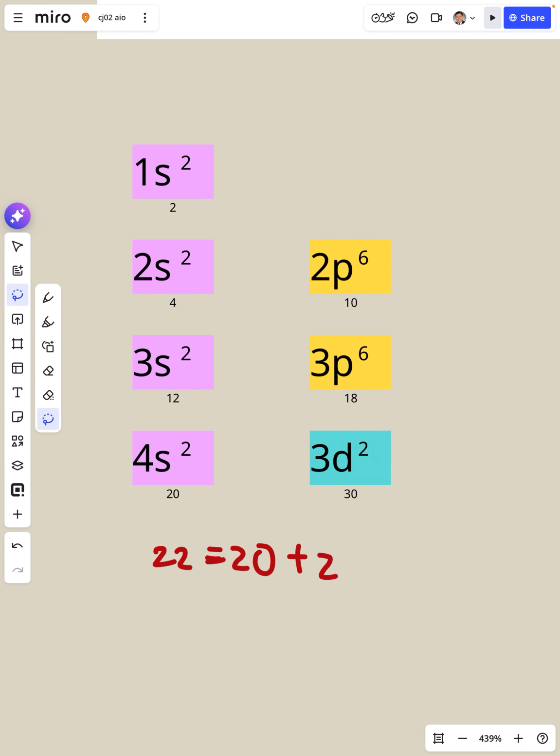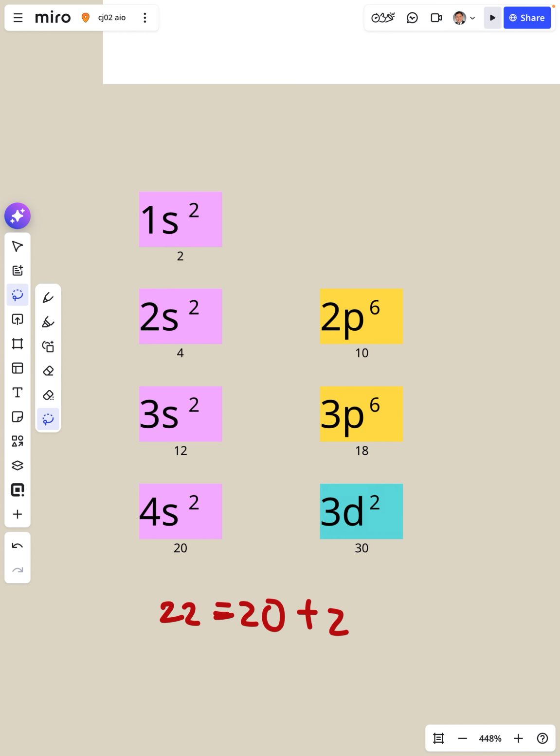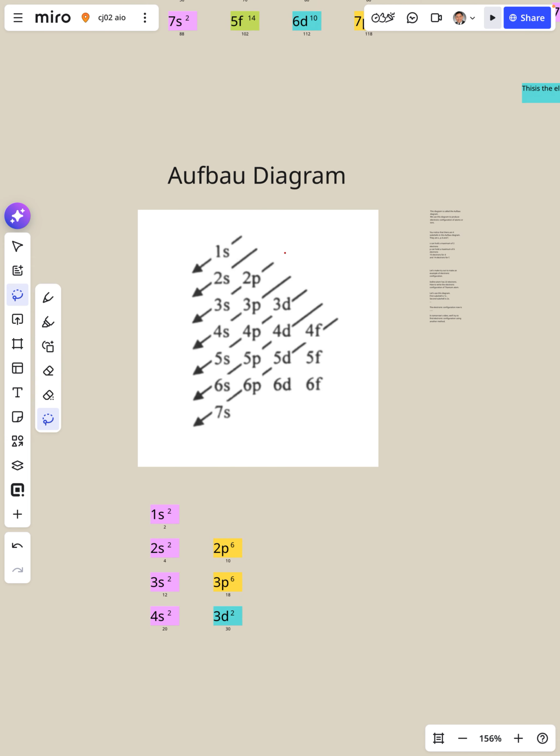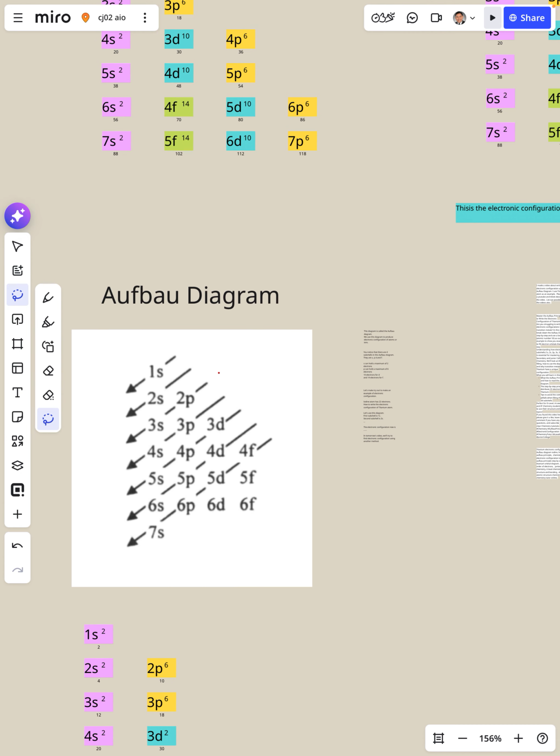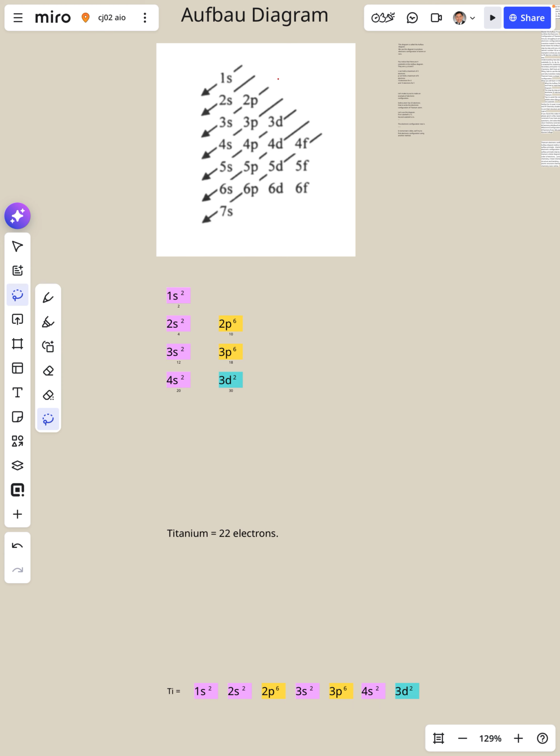Okay, let's read our electronic configuration of titanium. 1s2, 2s2, 2p6, 3s2, 3p6, 4s2, and 3d2. That's the electronic configuration of titanium, which I already made somewhere here below.